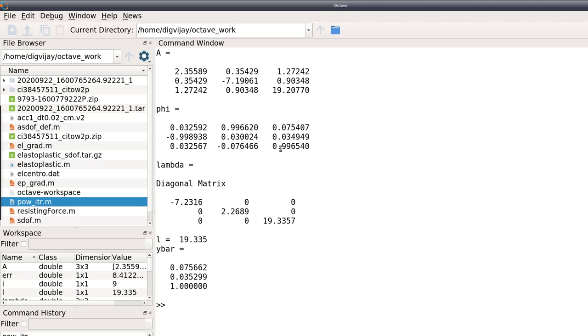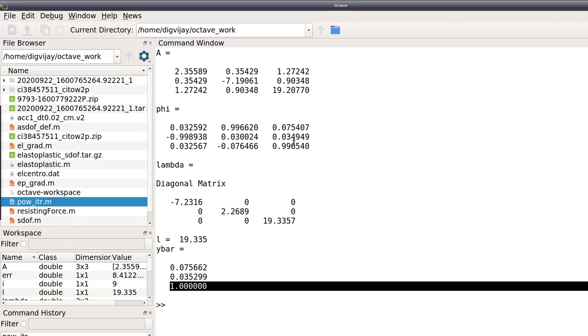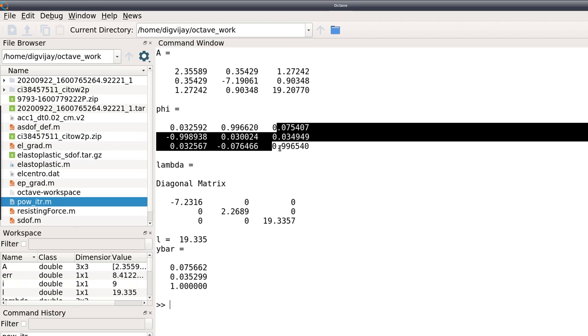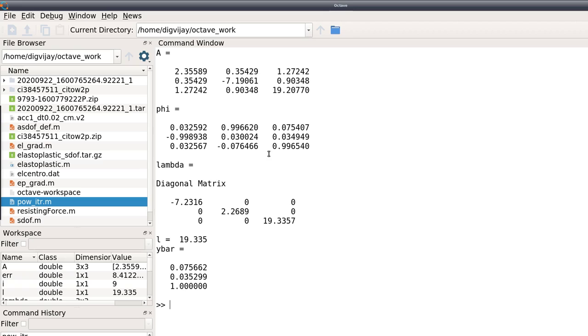Now here it is 0.9965 and here we have the last value as 1. So you can scale this vector so that the last value is equal to 1, and then compare these two values. You will see that both are almost the same. Right now itself it is 0.99 and 1, so you need not even scale it. So you can see that both eigenvectors and eigenvalues are the same, isn't it?